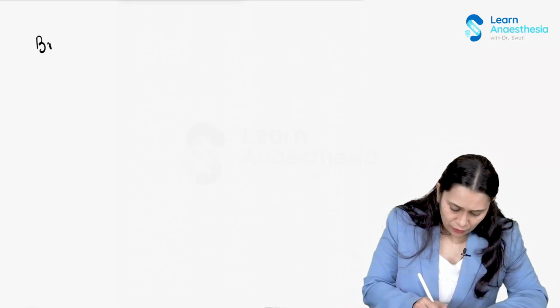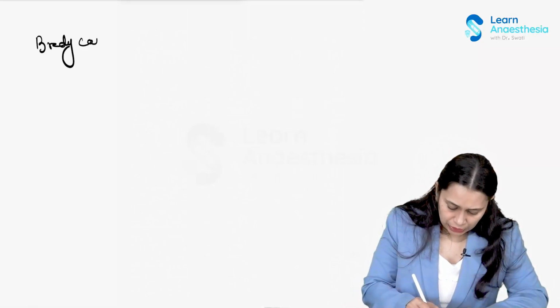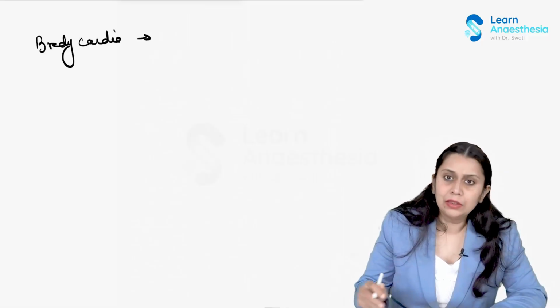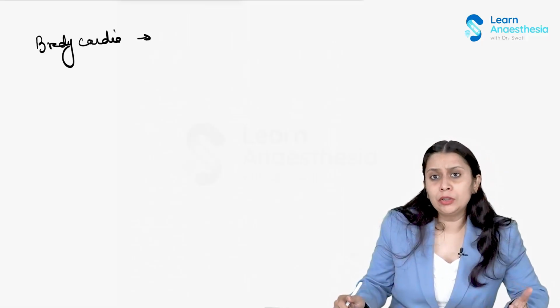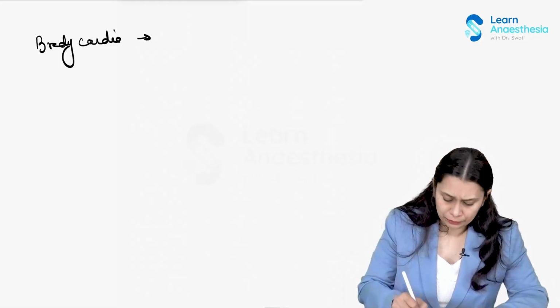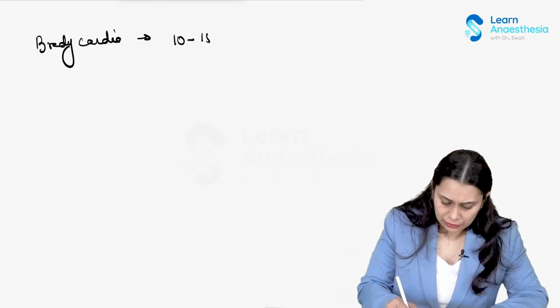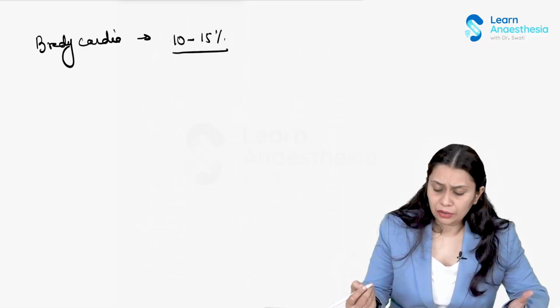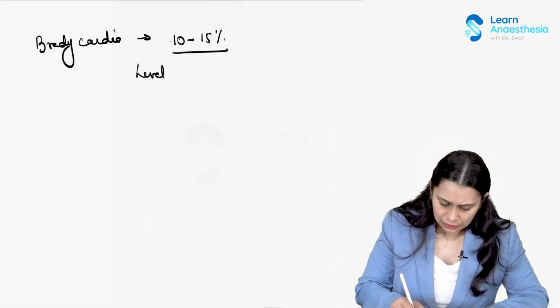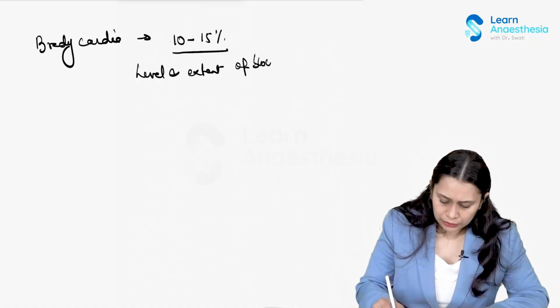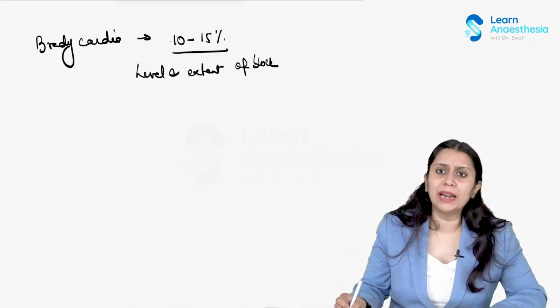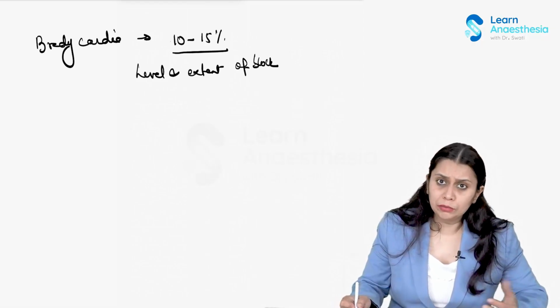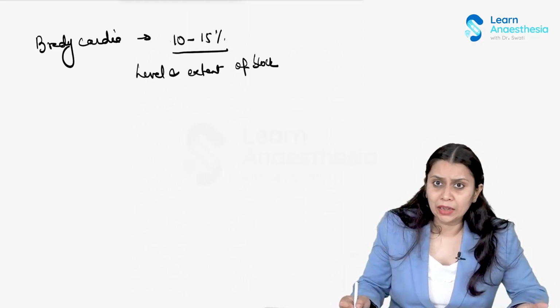Now, incidence of bradycardia with your neuraxial blockade is 10 to 15%. So the incidence is 10 to 15%, and it depends upon the level and extent of the block. Now there are two mechanisms of bradycardia which happen during neuraxial. There are two reasons why bradycardia can happen. One is direct, the other is indirect.